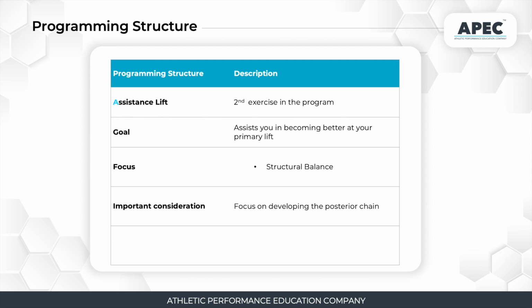So if we're working the upper body, and the primary lift is a bench press, the assistant lift should be a low row or a lat pull down or a heavy bent over row.